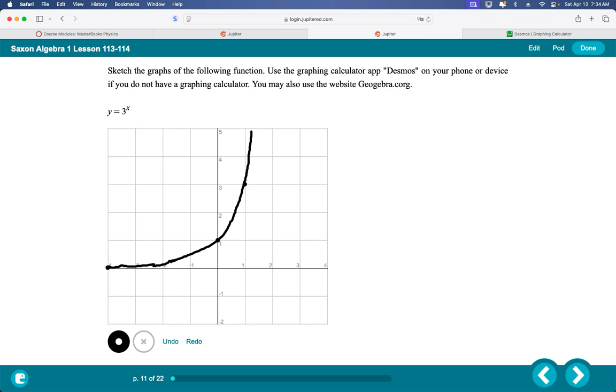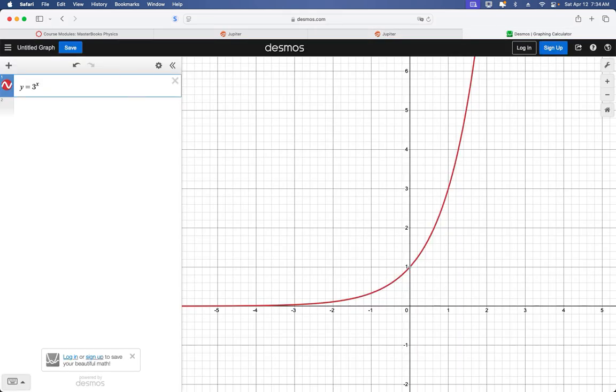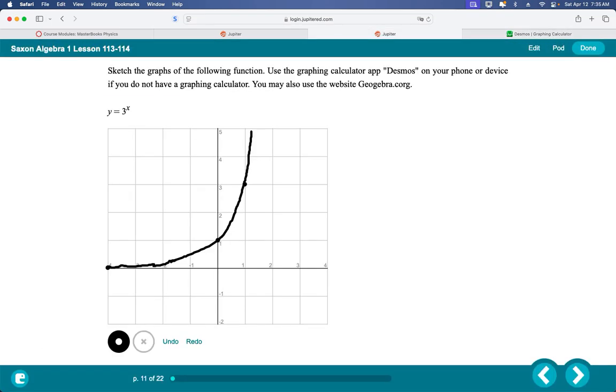This other one is geogebra.org. The C is a typo. It's another website just like Desmos that will tell you how to graph your line. So that's what you're looking to do whenever we have these exponent lines, okay? So that would be how you would graph this one.